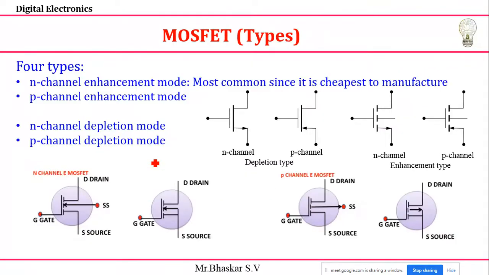Next, how am I going to classify my MOSFET? This is a very important thing. Remember, generally it is of four types. One is the type of channel: N channel or P channel. Again, N channel or P channel, and next, we are going to classify N channel and P channel into another two things.